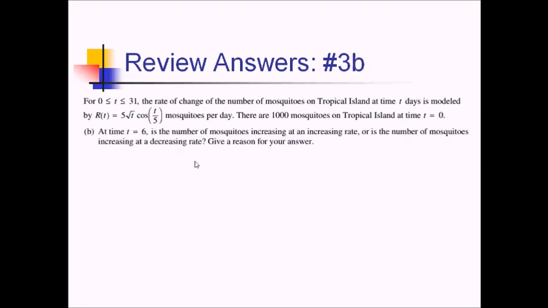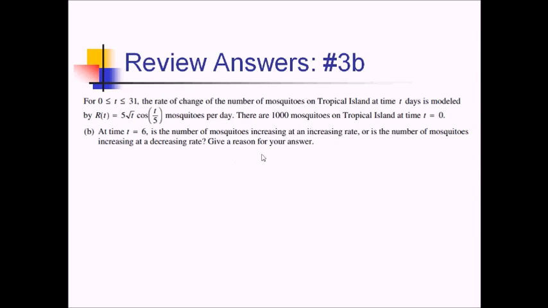For this next problem part, they want to know at time 6 if the number of mosquitoes is increasing at an increasing rate or increasing at a decreasing rate. And before you think, well, they gave me something here because they're implying it's increasing, well, they already said it was increasing in part A. They just wanted you to prove it to them. So which of these is it going to be?